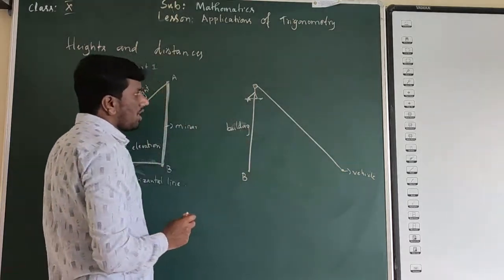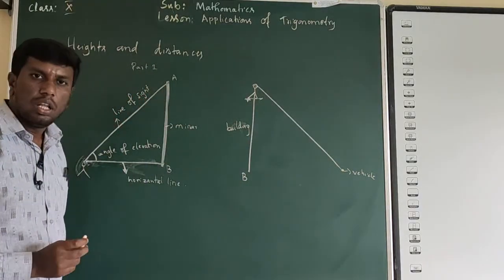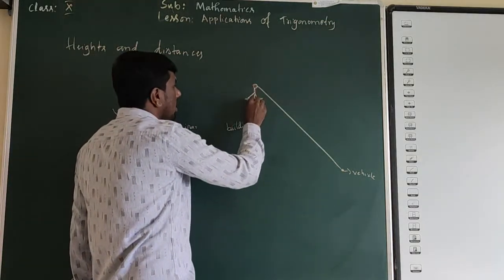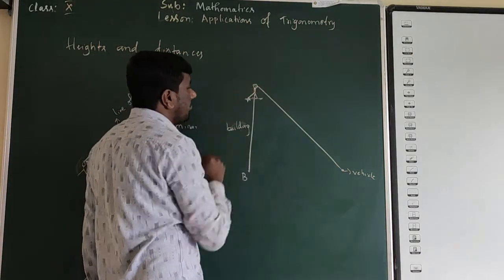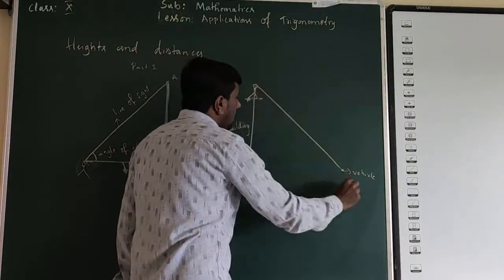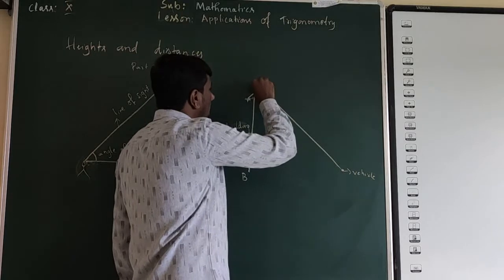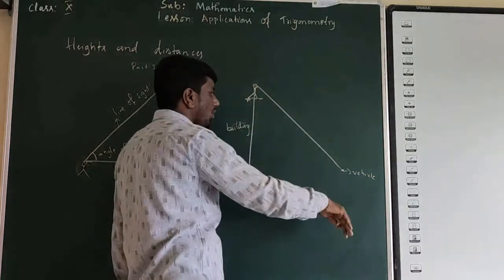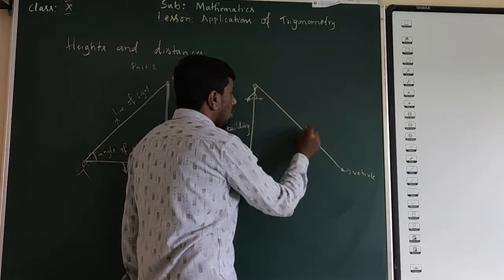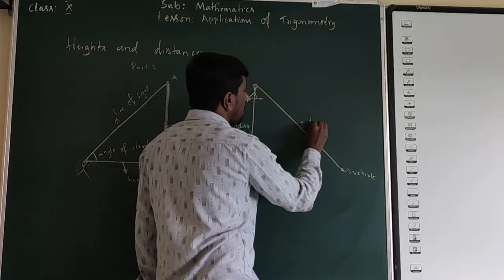Okay, now which is the horizontal line? Now you can observe that he is standing over there. Okay, this is the vehicle. This is the line of sight. From the eye, you are viewing the object. You have drawn the line from your eye to the object. That is the line of sight.